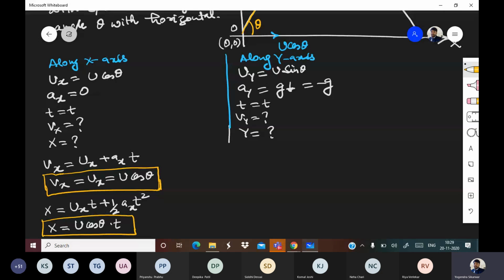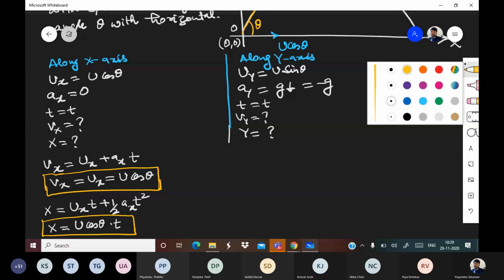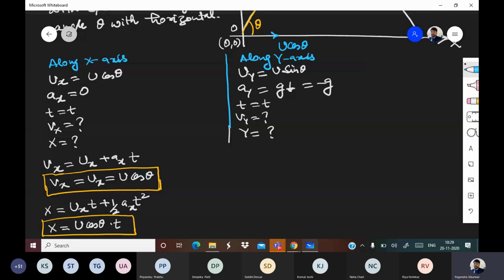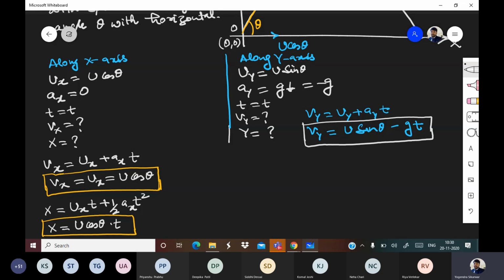Let us talk about y direction. Along y direction, Vy is equal to Uy plus Ay into t. So Vy will be Uy, which is U sine theta, minus g into t. That will be your velocity along y-axis at any time t. Okay.